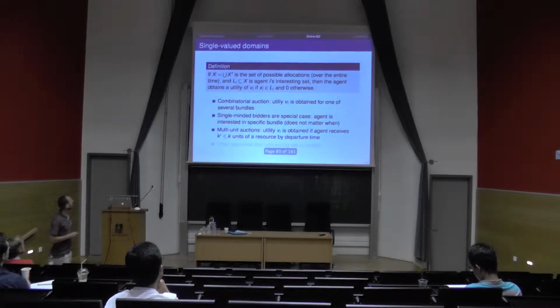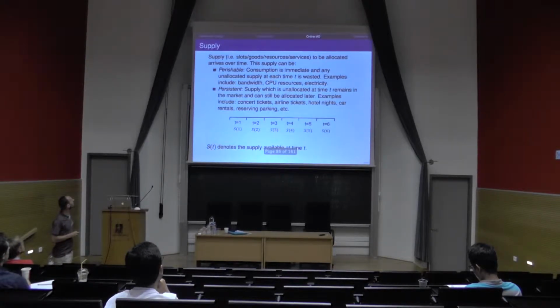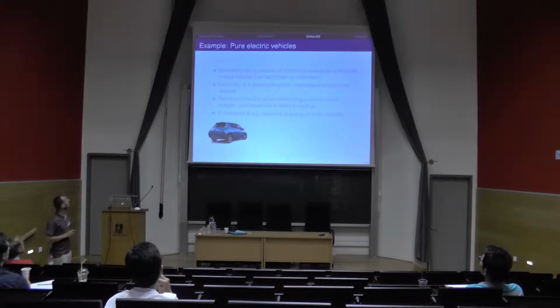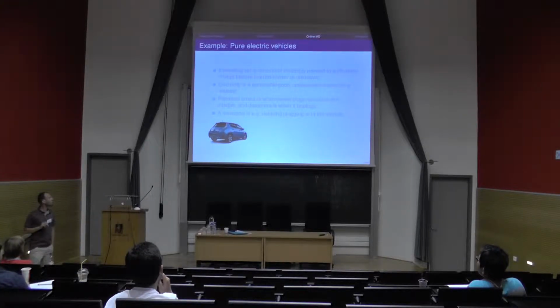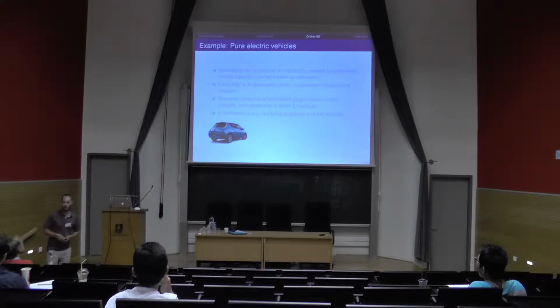So maybe I should start with an example here. The example that I'll be going through is one that I've done quite a bit of research in, which is looking at electric vehicles, or the smart grid in general. We've got certain devices, for example, an electric vehicle, that need electricity. So the battery needs to be charged.